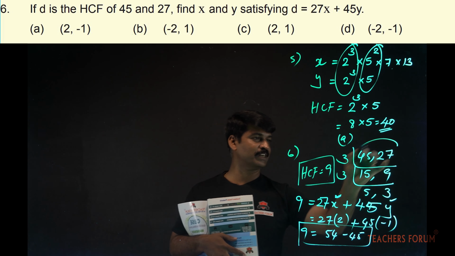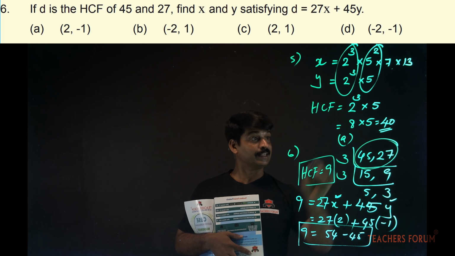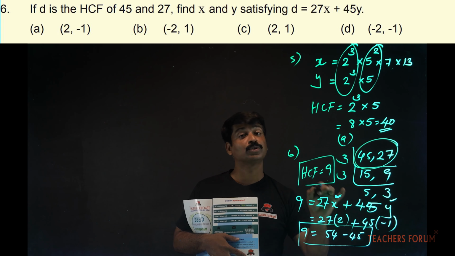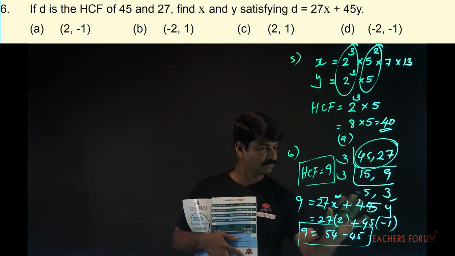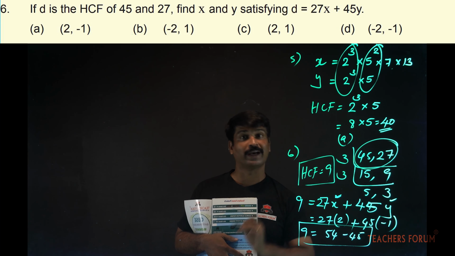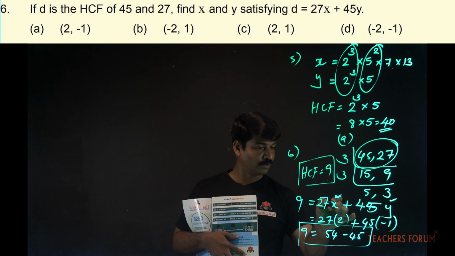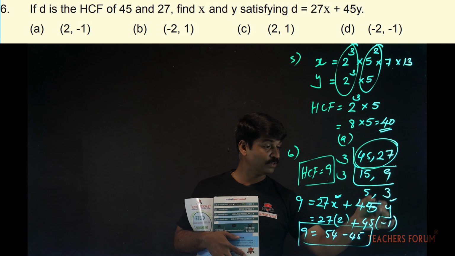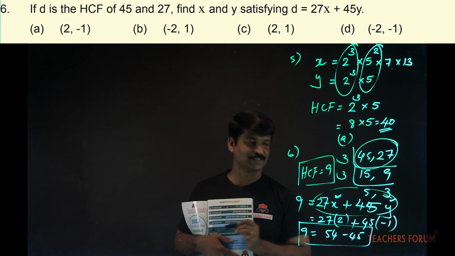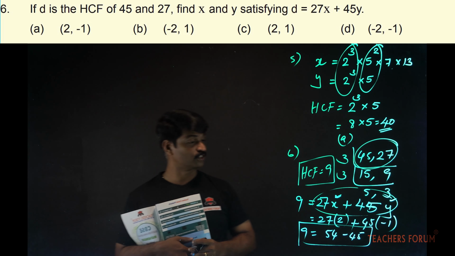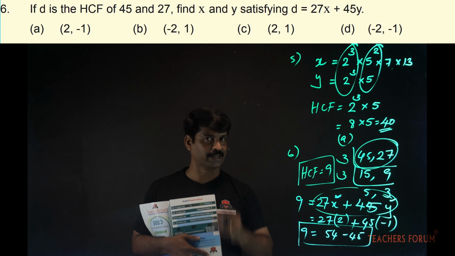First of all, you have to find what is the HCF of these two numbers. That HCF is equal to 27x plus 45y. So for x and y, when you substitute for x and y, you should get the value as 9. Clear? So for x, when you substitute 2, and for y, when you substitute minus 1, the value becomes equal to 9. So what are the values of x and y? x is 2 and y is minus 1. I think it is clear to you.